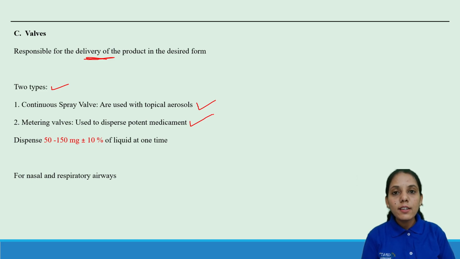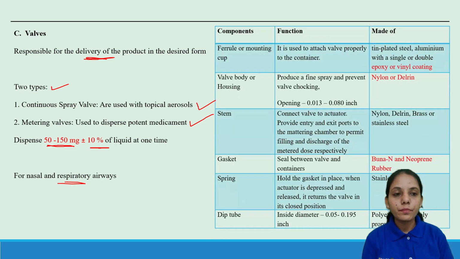We have already discussed metering valves, the metered dose inhaler. So for potent medication, it will dispense 50 to 150 mg, with a variation of plus or minus 10%, of liquid at one time for nasal and respiratory airways. Now see, these are the different components, their function and what they are made of.